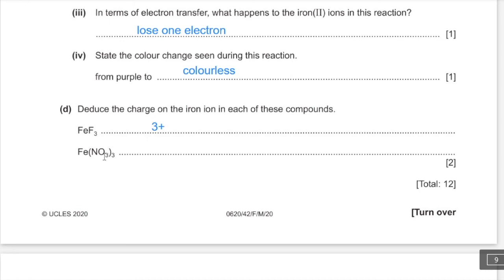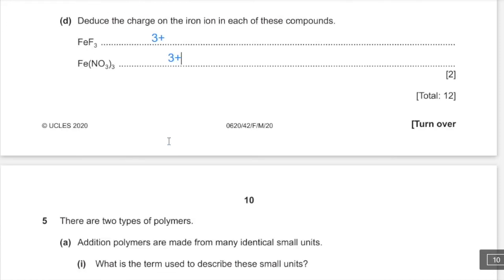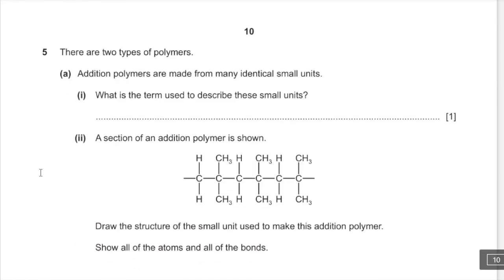And similarly over here, nitrate ion has a charge of -1. But since there are 3 negative ions, this means the nitrate ions have a total charge of 3 negative. So how many charges do you need to cancel out 3 negative? You need 3 positive charges. And so the iron over here, one iron atom, should have a charge of 3 plus to cancel out all of those 3 negative charges.